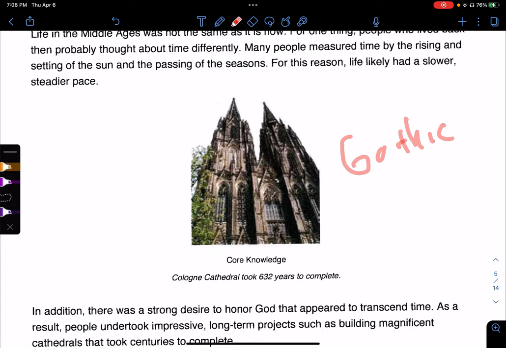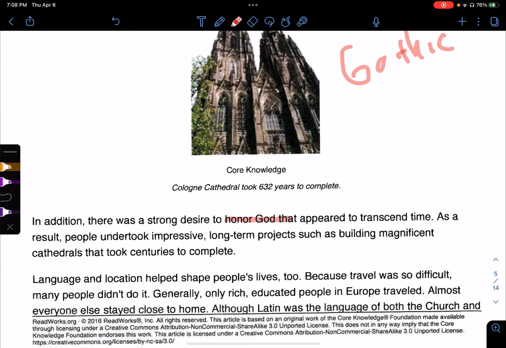In addition, there was a strong desire to honor God. This is going to be huge. The church is the most powerful institution in medieval Europe. The church is the center of life in medieval Europe. So, architecture, art, sculpture, literature is controlled by the church. And that is going to impact what kind of art you're doing, what kind of architecture you're doing, what kind of literature you're writing, right? In the classical period, it wasn't, right? The Christian church didn't exist.